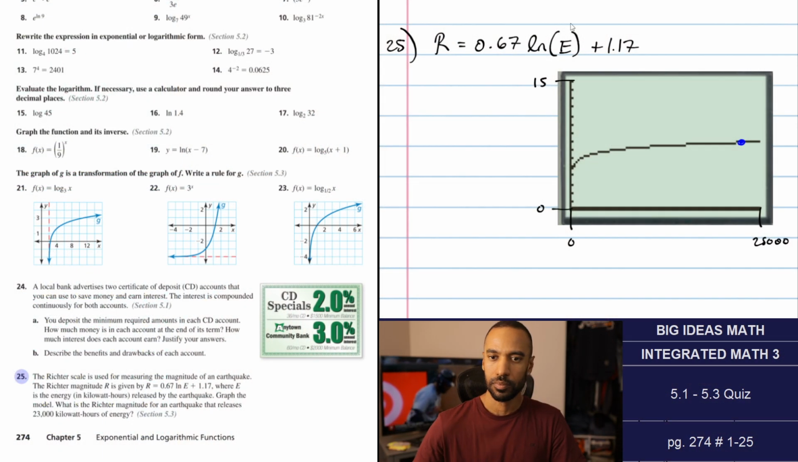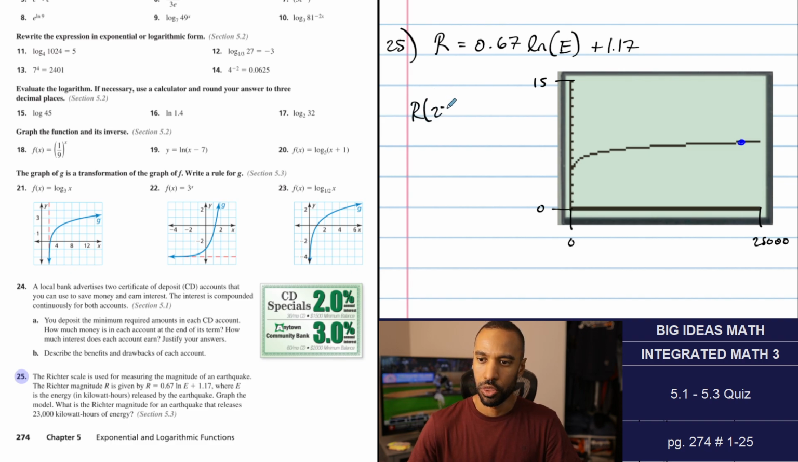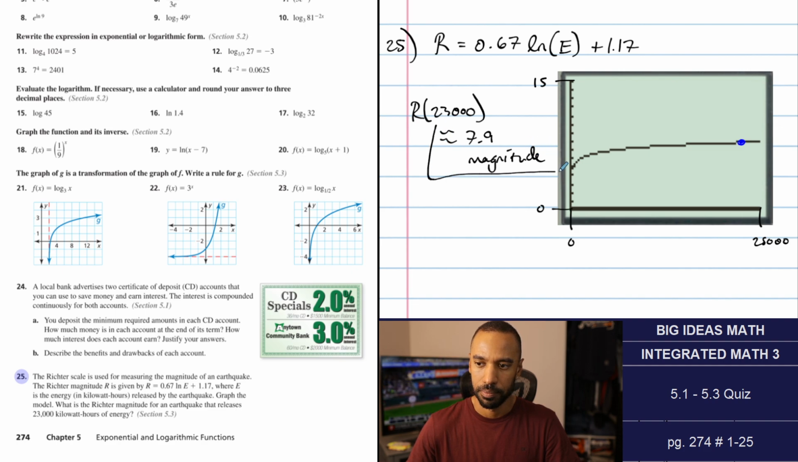Now, we have some options here. We have learned in this set that we can go to variables, Vars, Y-Vars, and Function, and hit Y1. Here's our equation. And in parentheses, if we type our input, 23 thou like that, we'll get our output. So our output's going to be 7.89 or 7.90 when rounded. So R of 23,000 kilowatt hours is about a 7.9 magnitude. So like I said, around 8. And whoop, there it is.